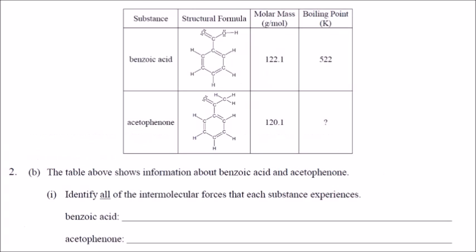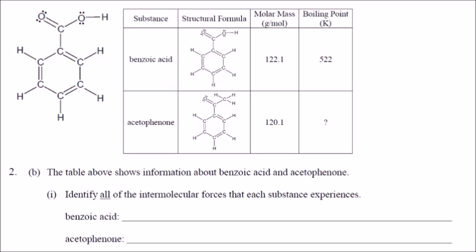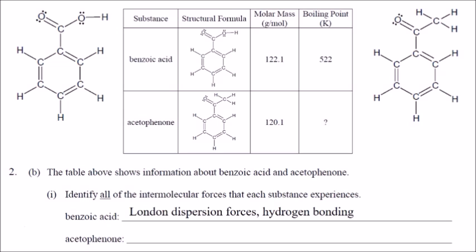In part B, we're looking at the intermolecular forces for these compounds, benzoic acid and acetophenone. The benzoic acid molecule is polar, so it's going to have London dispersion forces, and it should have dipole-dipole forces. Let's see if it has hydrogen bonding. Is there a hydrogen directly attached to an oxygen? Yes. So it's going to have London dispersion forces and hydrogen bonding. Now the acetophenone is also a polar molecule, but there is no hydrogen bonding. So London dispersion forces and dipole-dipole forces.